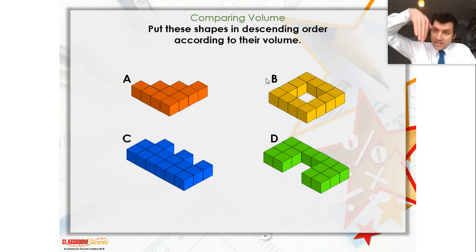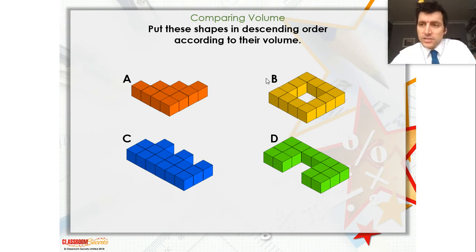Descend in order. Remember, if we're going down the stairs, we descend them. So we need the greatest value, that biggest volume, as the first one, and then we proceed on to the smaller volumes of the shapes. So the first step of this is identifying the volume of the different shapes. So let's go through the first one.